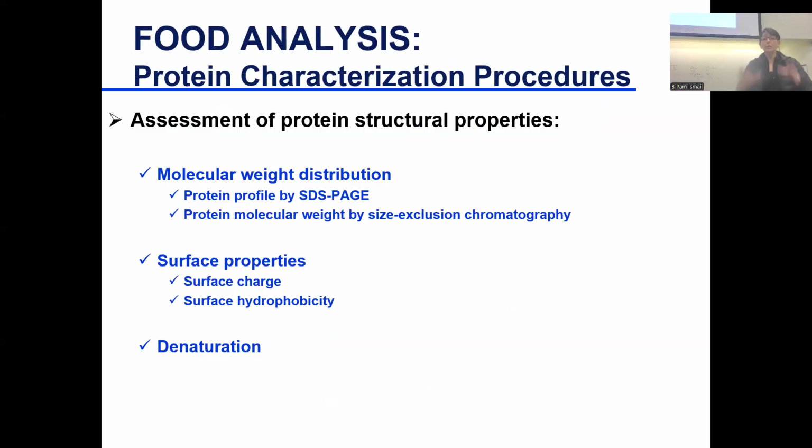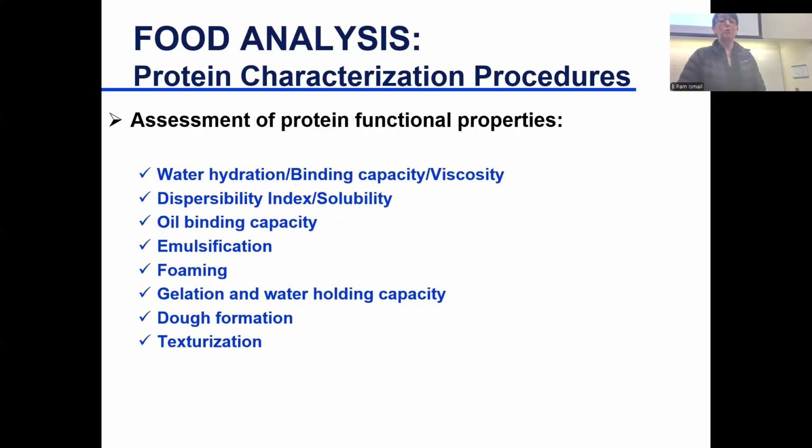Then there is a whole list of protein structural characterization. We do that a lot in my lab to look at structural characteristics of the protein, whether it's molecular weight distribution or changes in molecular structure, like surface charge, how much charge the protein carries on its surface. It will impact how it will interact with water. Also, surface hydrophobicity. The more hydrophobic the protein, the less it's going to interact with water. And then protein denaturation. All of these characteristics are important for their functional behavior in food systems.